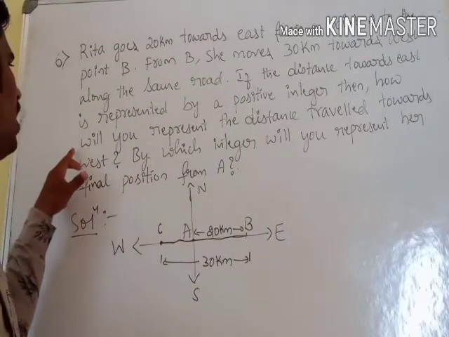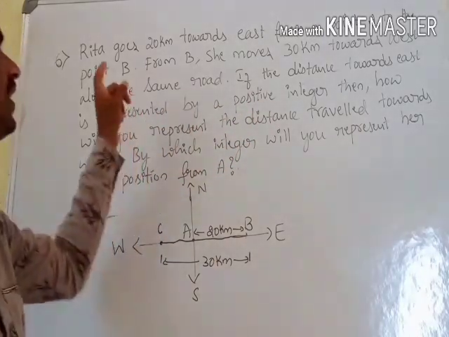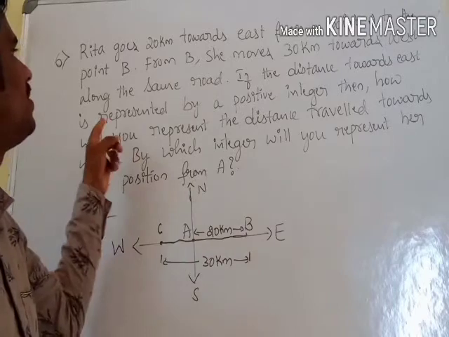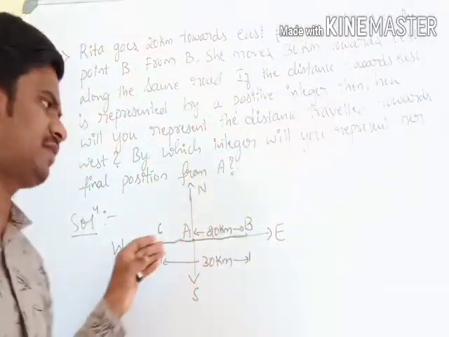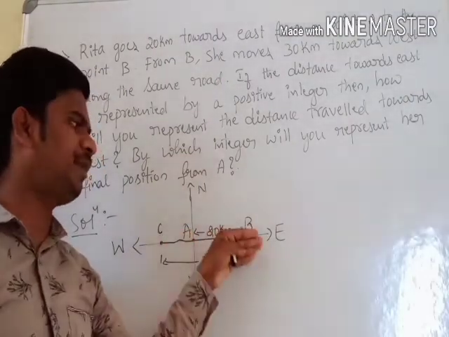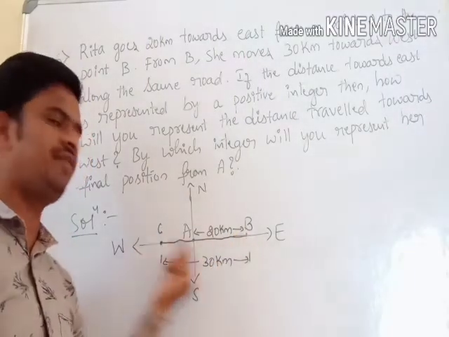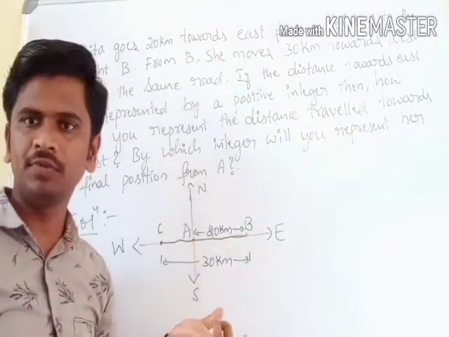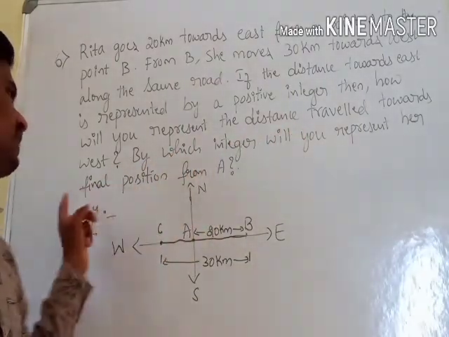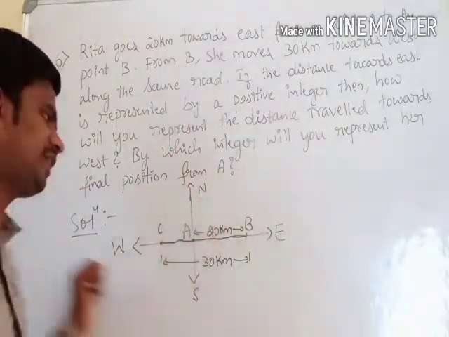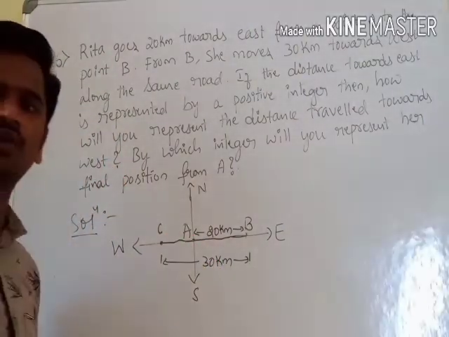Then how will you represent the distance traveled towards west? First they have taken, if the distance towards east is represented by a positive integer, it means when she moves from A to B, they take positive. Now from B to C, we have to take negative. And by which integer will you represent her final position from the point A? It means from A to C, how much is the distance we have to find out.